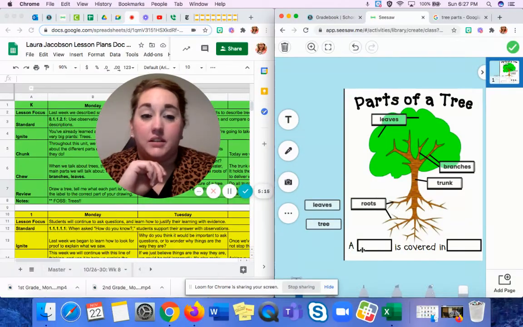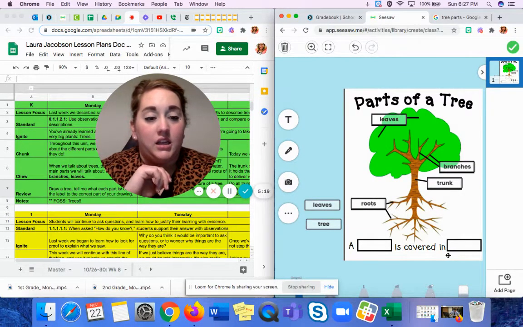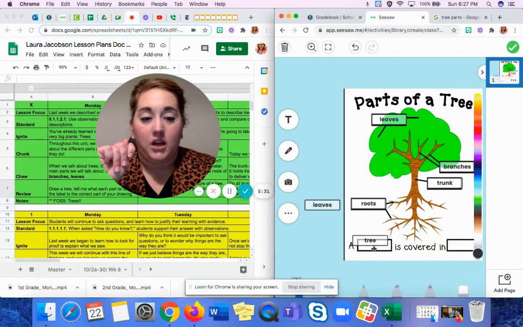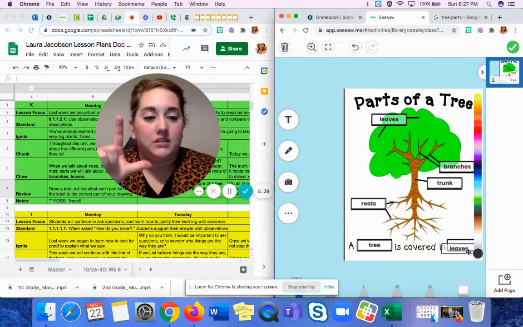And then down here is a little sentence for us. It says, a blank is covered in blank. What do we have here? What is this whole structure called? A tree. Tree. A tree is covered in leaves.